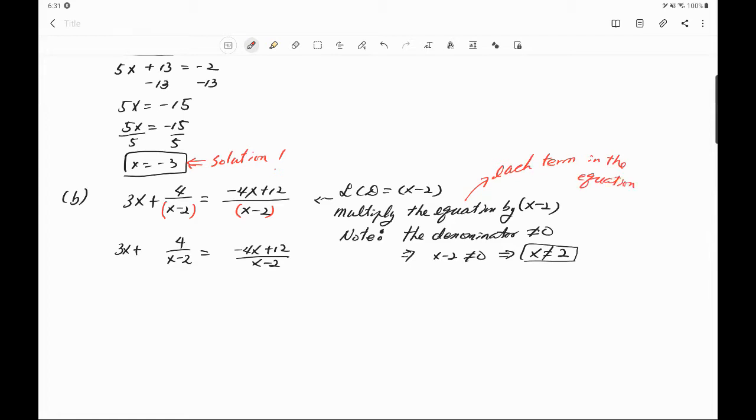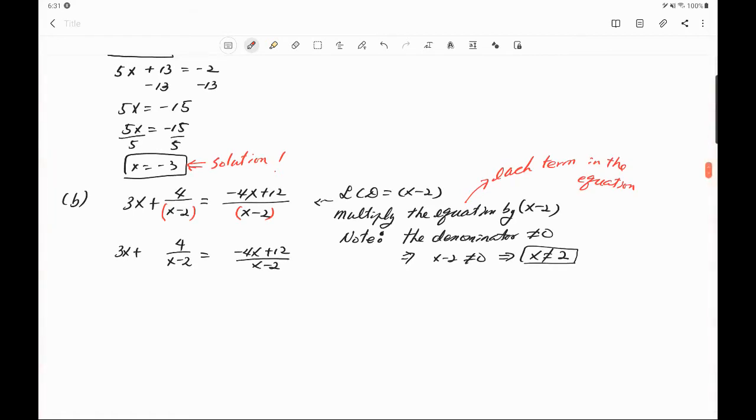All right. And then also note that the denominator cannot be equal to 0. So x minus 2 is the denominator, and this x minus 2 cannot be equal to 0, which means x cannot be equal to 2, right? So if x equals 2, then the denominator is 0, then that is undefined. So whenever we get the solution x, if the solution is 2, then 2 is no longer a solution. All right, so let's do it.